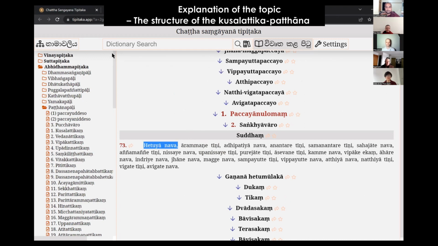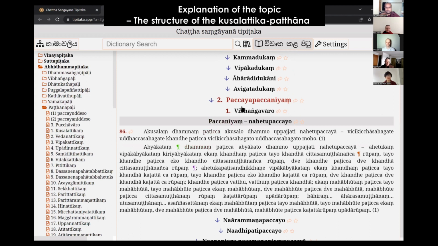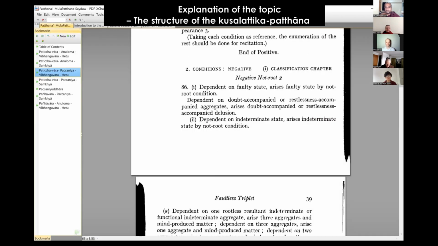And the next one, what we are going to do is to look at an example from the Paccanīya, right? So this is the Paccanīya, an example. Akusalaṃ dhammaṃ paṭicca akusalo dhammo uppajjati na hetupaccayā. Right? So we look at the translation here. Sayadaw has translated it as: dependent on faulty state arises faulty state by not root condition. So na hetupaccayā, that's what is explained here. So this is one example for the negative conditions. It arises by not root condition, nahetuyā.